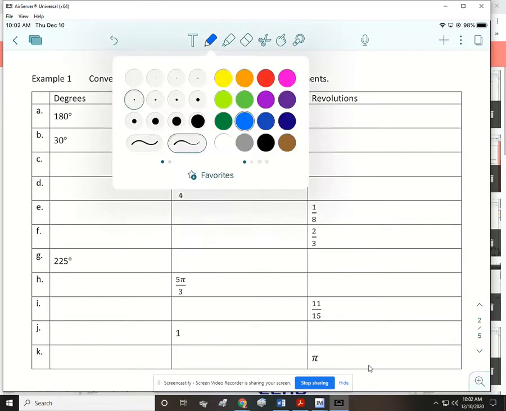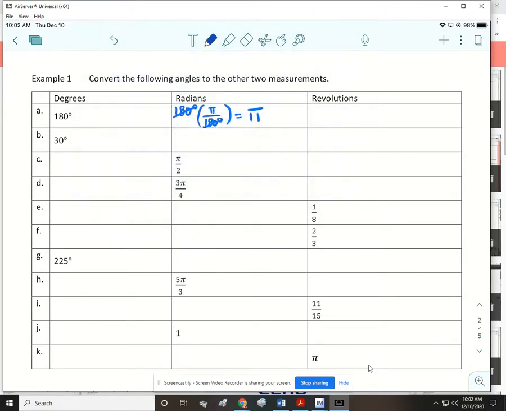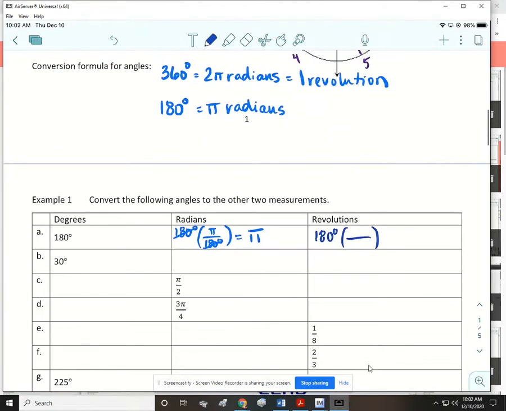Okay. So now I'm going to take 180 degrees and change it to revolutions. And again, you may already know this, but I'm going to go through the process. Now, when we're working in the revolutions column, we do have to use this first rule. So in the revolutions column, I'm just going to put the 360 degrees equals 2 pi radians. We'll just do 2 pi equals 1 revolution. And then for degrees and radians, all we need to know is that 180 degrees is equal to pi radians.